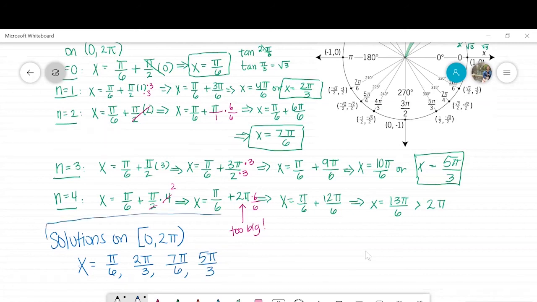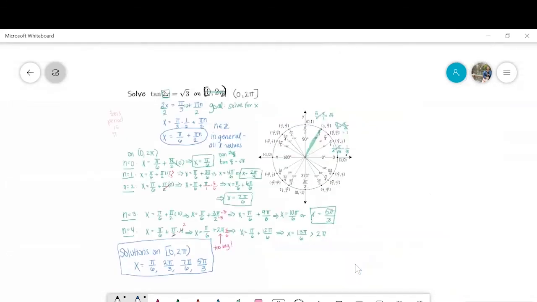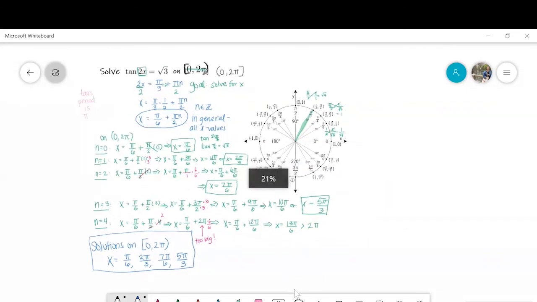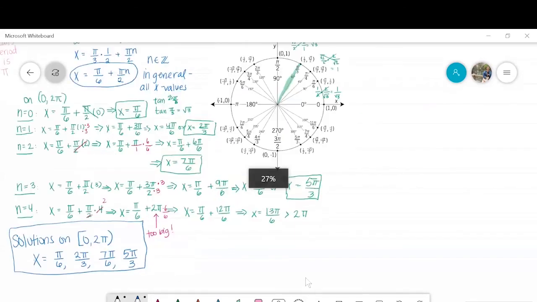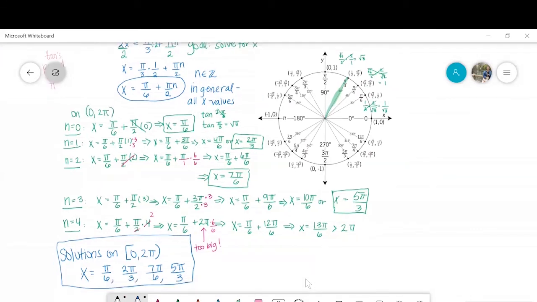You do not always have this many. We thought this was going to be an easy question, huh? You don't always have this many. However, you could. Some of why we have so many is because we're dealing with tangent, and tangent only has that period of pi. So there's less kind of movement happening, right? It's smaller increments. Okay, I will see you in the next example.